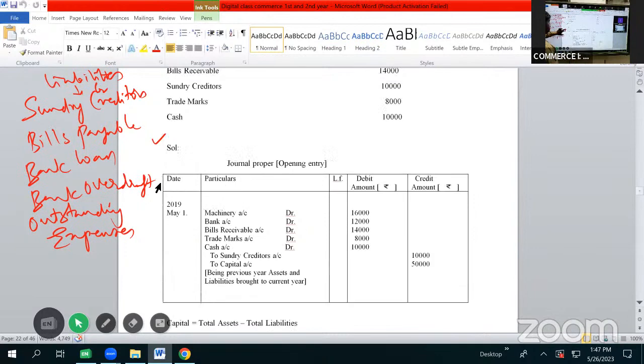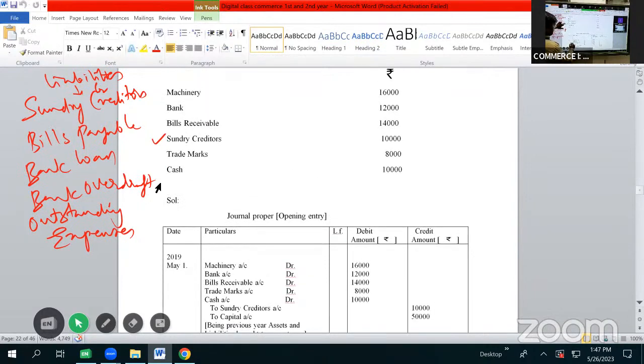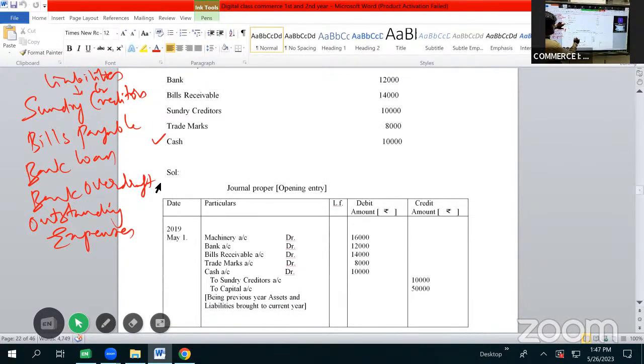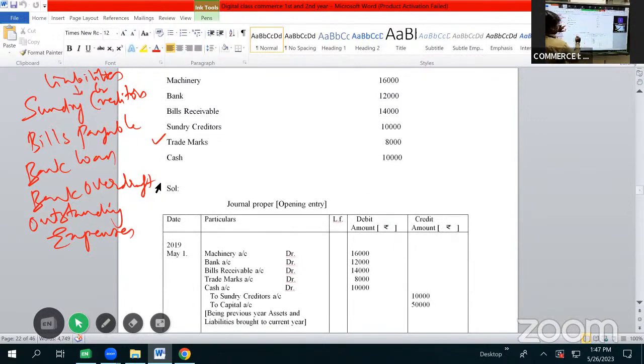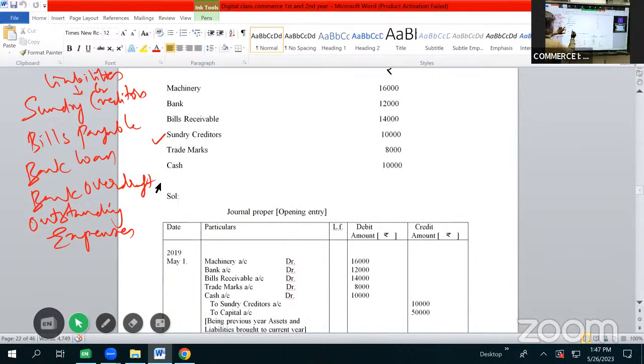So first we'll be writing all the names one after the other. First we have machinery. So the date will be taken as 2019 May 1. Machinery account debit 16,000. Then we have bank 12,000. We'll be writing it as bank account debit 12,000. Then we have bills receivable 14,000. Even it is an asset, it will be recorded as bills receivable account 14,000. Then we have sundry creditors, it is a liability, so this will be posted at the end. Then we have trademarks 8,000, it is an asset. It will be posted on debit side as trademarks account debit 8,000. Then we have cash 10,000. It will be posted on debit side as cash account debit 10,000.